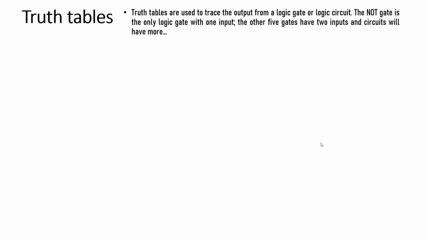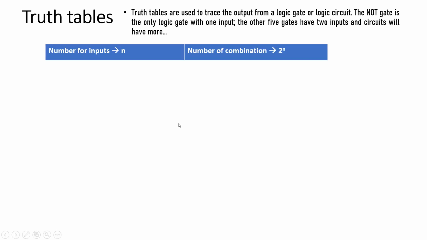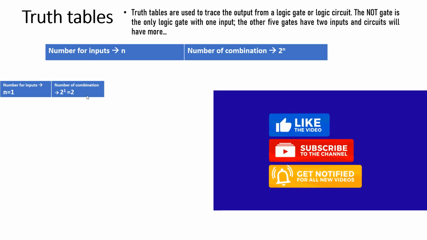Before going any further, we can discuss truth tables. Truth tables are used to trace the output from a logic gate or a logic circuit. NOT gate is the only logic gate with one input. The other 5 basic gates have 2 inputs, and when you take logic circuits, they will have more. Let's say, for example, you have n inputs; you will have 2 raised to n combinations of output. For example, if you have 1 input, you will have 2 raised to 1, that is equal to 2 combinations. If you have 2 inputs, you will get 2 raised to 2, that is 4 outputs, right?